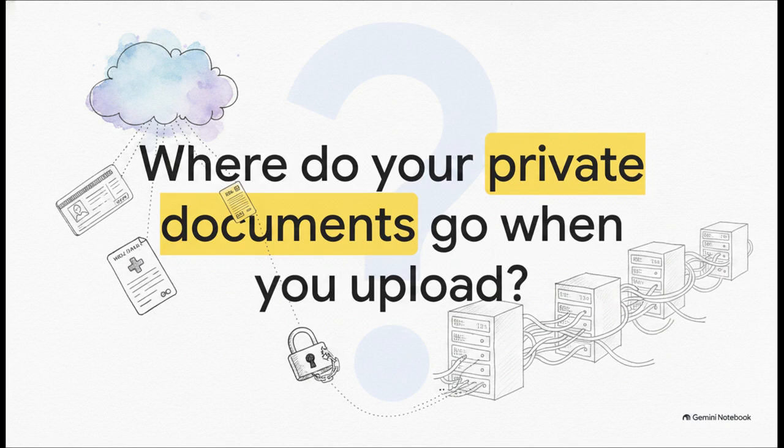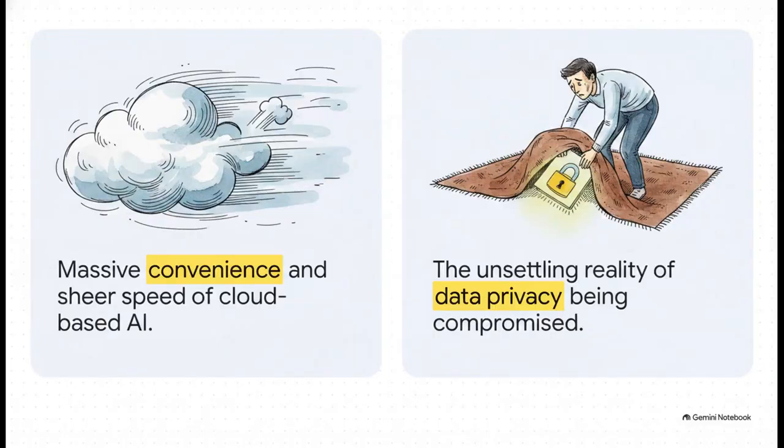Because we know that once you click that button, your private info is just out there, sitting on some server you can't see and definitely don't control. And it's this massive modern friction we're all stuck in. On one hand, you've got the insane convenience and sheer speed of cloud-based AI. We all want that interactive layer for our documents. But on the other hand, there's the really unsettling reality of your personal data privacy being compromised.